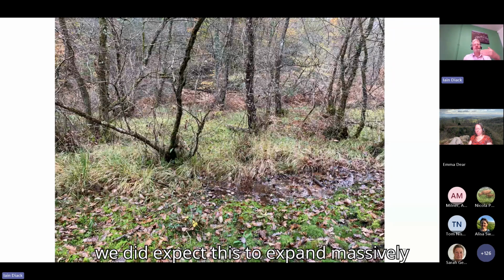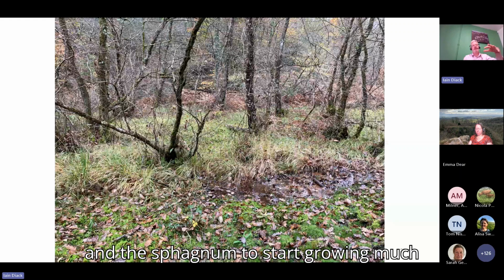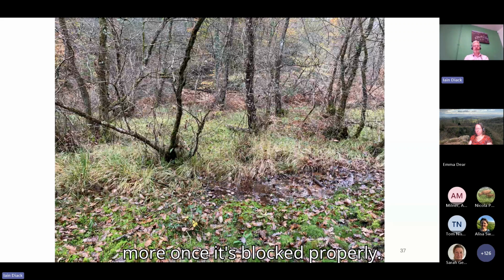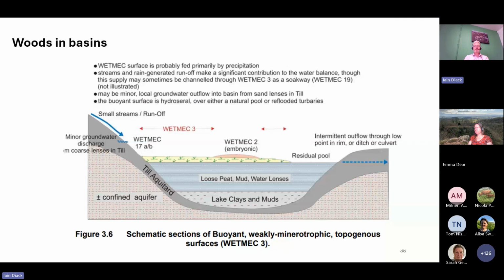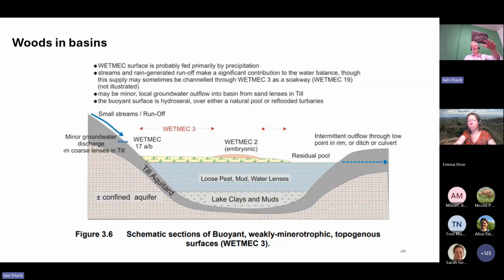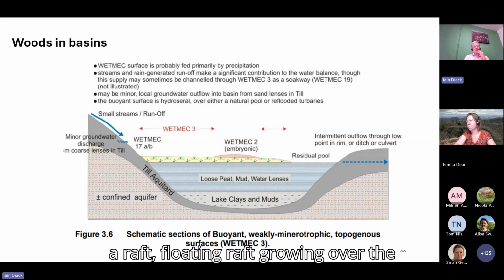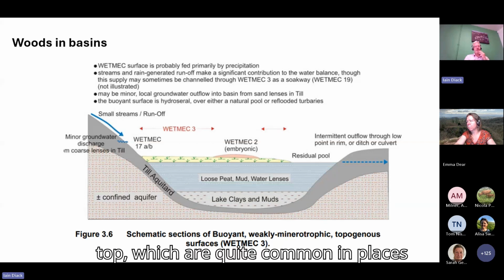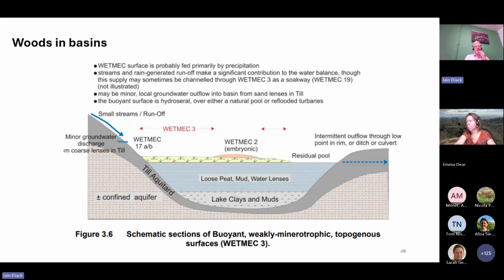But we'd expect this to expand massively and the sphagnum to start growing much more once it's blocked properly. Woods in basins, these are quaking systems where you've got terrestrialization of a lake with water, a floating raft growing over the top, which are quite common in places like the Midlands, Meres and Mosses.